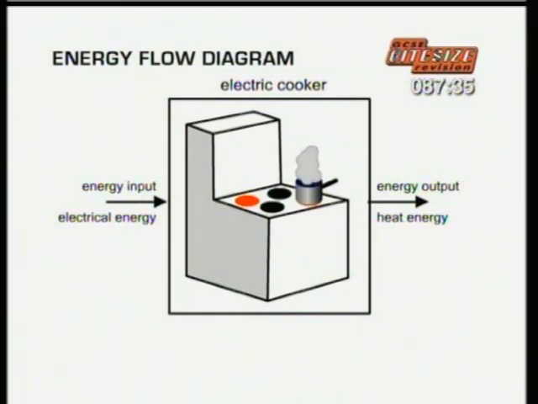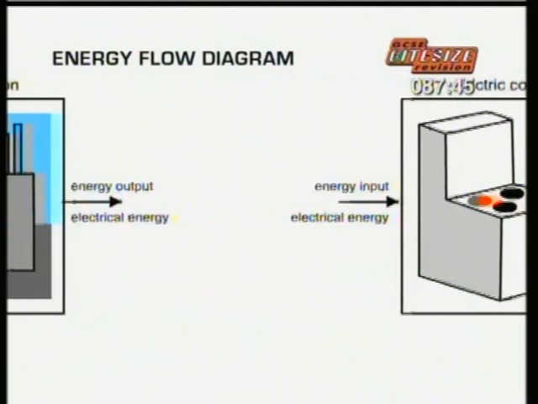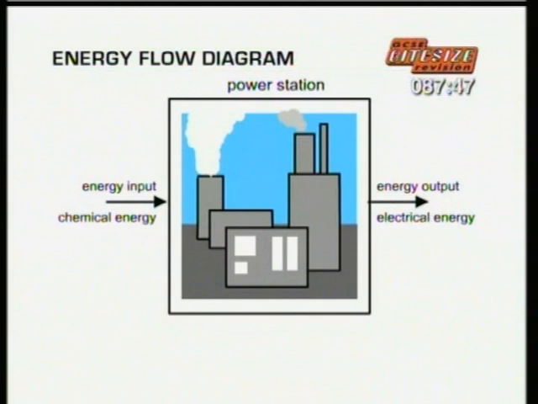How could you extend this flow diagram backwards? What comes before the electric cooker? The energy conversion process that produces the electricity for the cooker is the power station. It uses chemical energy from coal, oil, gas or nuclear energy, or the power of falling water. Look out for some more energy flow diagrams in this next clip.